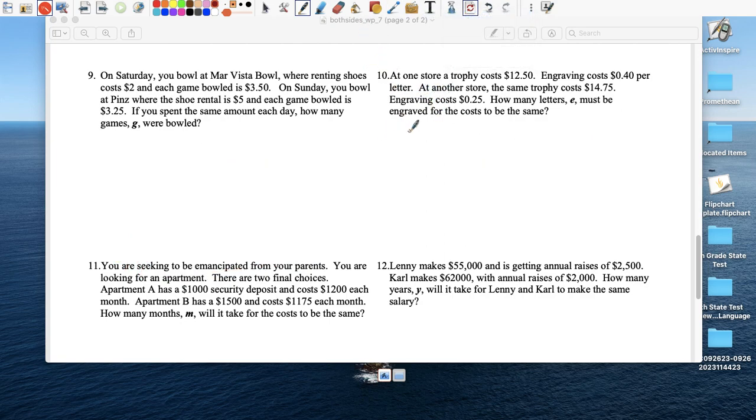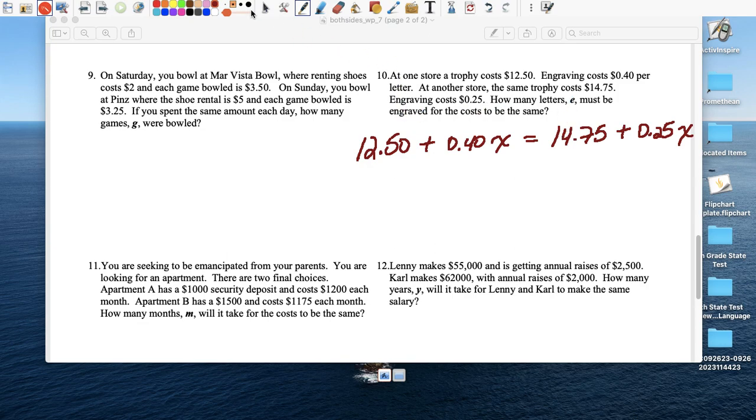One store trophy costs $12.50. Engraving costs 40 cents per letter. And the other store trophy costs $14.75, but the letter engraving is 25 cents. How many letters must be engraved for the cost to be the same? So $12.50, and it costs 40 cents per letter, and I'm going to write X because I don't like the letter L. And the other one starts at $14.75, and they're going to charge us 0.25 per letter.